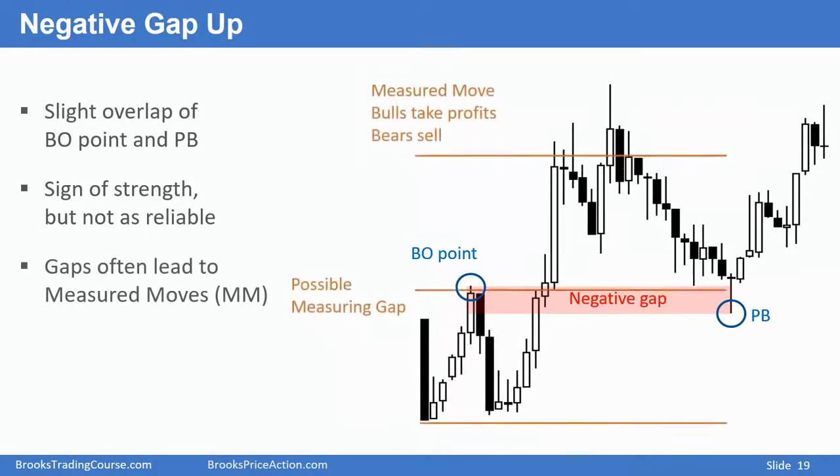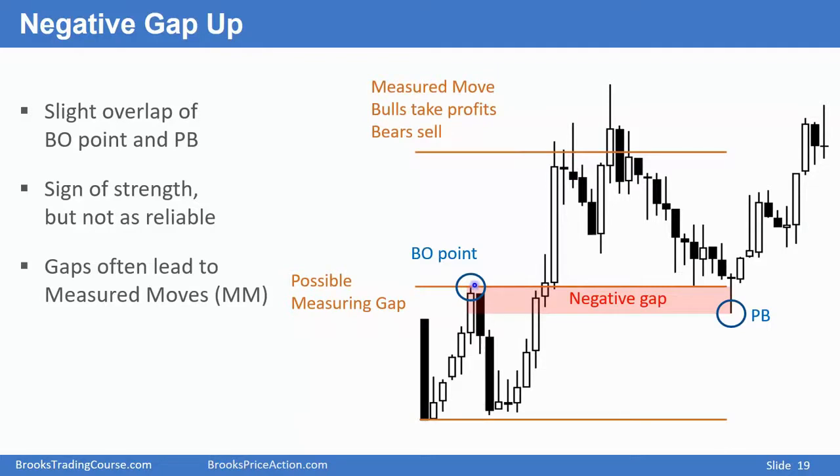Gaps often lead to measured moves. So we have a gap, this high and this low. It's a negative gap, so there's some overlap. Here we got a double bottom neckline, break above the neckline, measured move up. And when you reach a measured move target, you get some profit taking by the bulls, and again here. And you also have bears knowing the bulls will take profits, so the bears sell for a scalp.